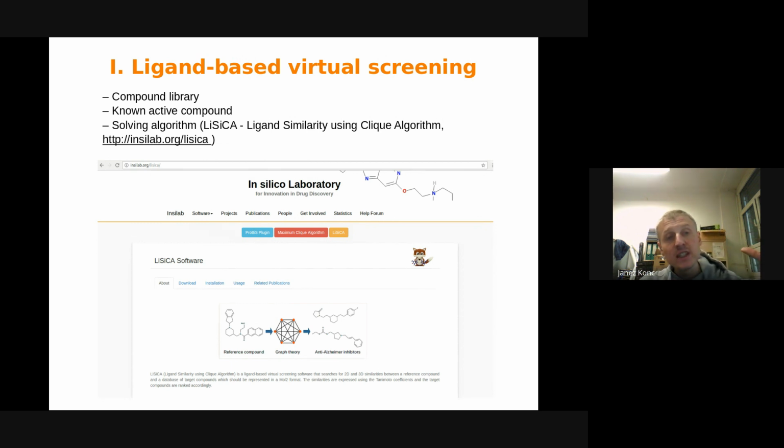And then we need an algorithm that's going to fit our drug onto each of these database compounds. So we've developed a so-called Lisica algorithm. Lisica stands for ligand similarity using click algorithm, and it is freely available on our incilab.org web page. Here is shown the download page, where you can download the source code and the executables of this Lisica algorithm that we are going to use now in our session here.